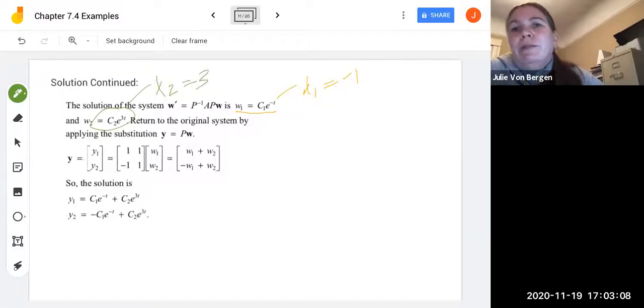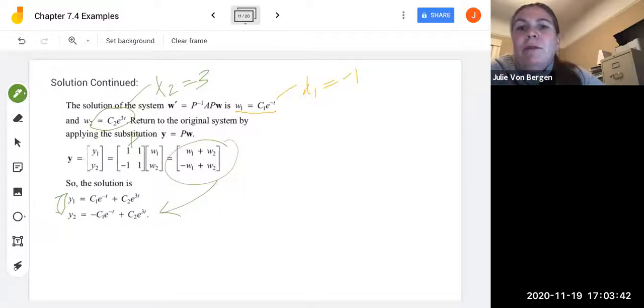So we return to the original system by applying the substitution here, y equals PW. So you can say, okay, here's matrix P. And if you use the other matrix P, you can see it's not going to make a difference. We're just going to reverse which is y1 and y2, because remember the difference here was the scalar multiple. So here's matrix P multiplied by W. And when we do that, we get these two equations, which end up down here, how we construct our solutions, y1 and y2.